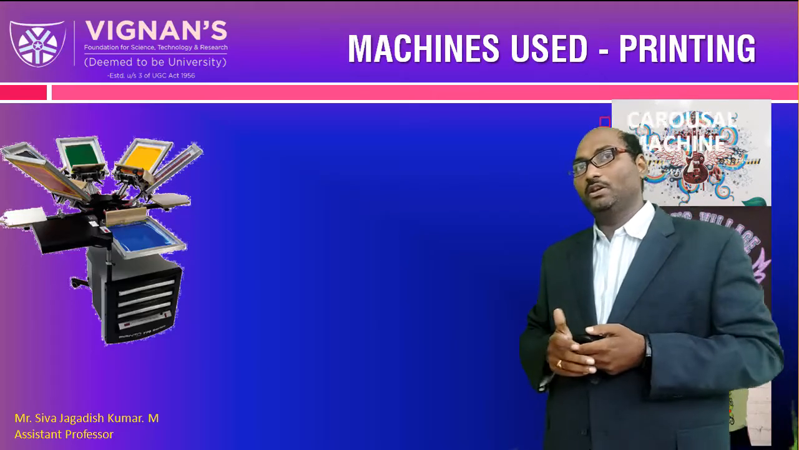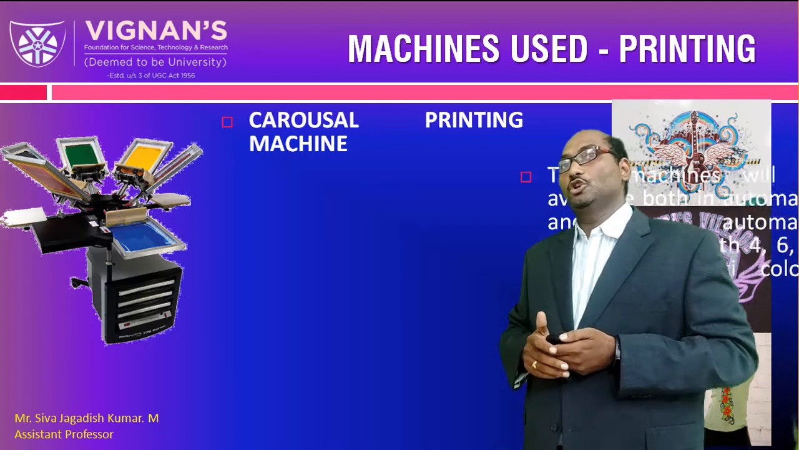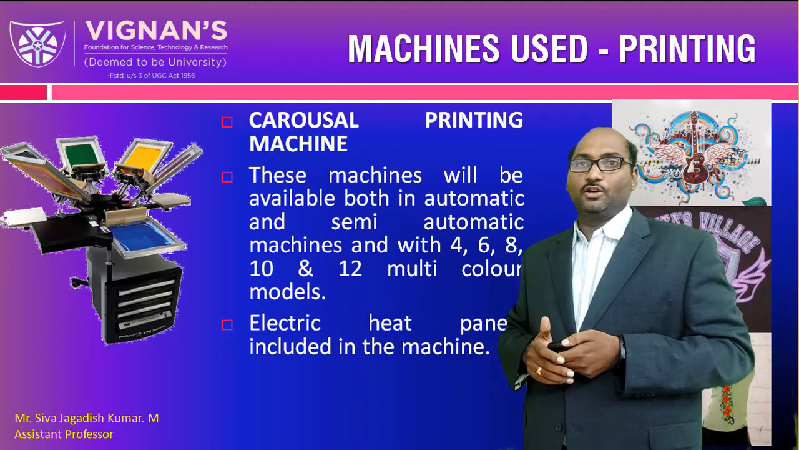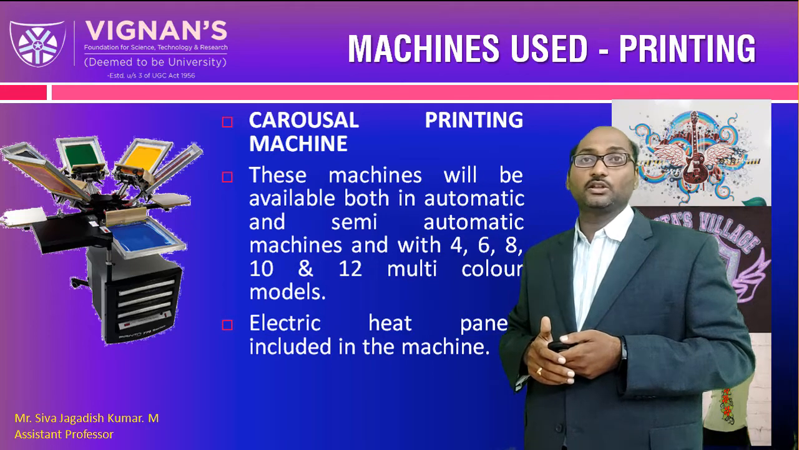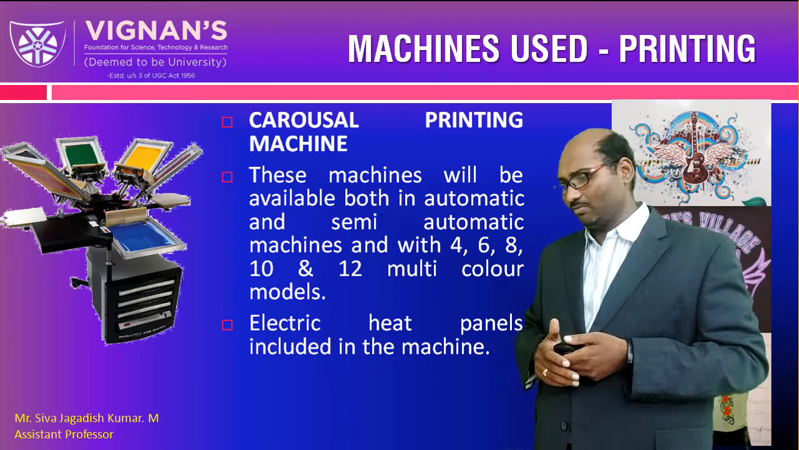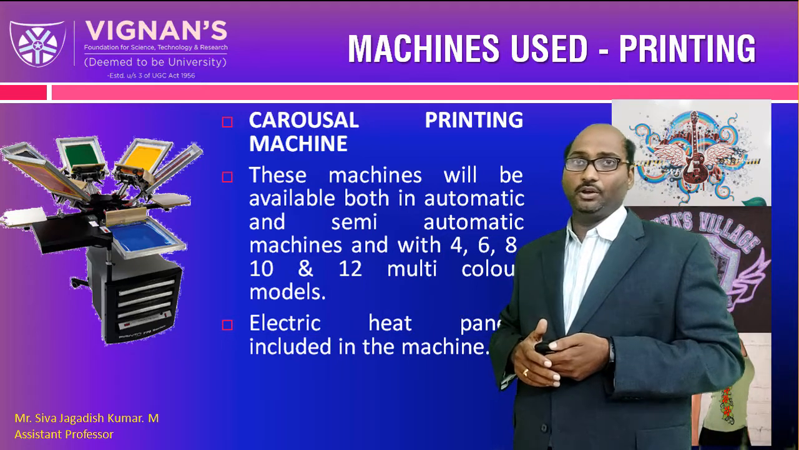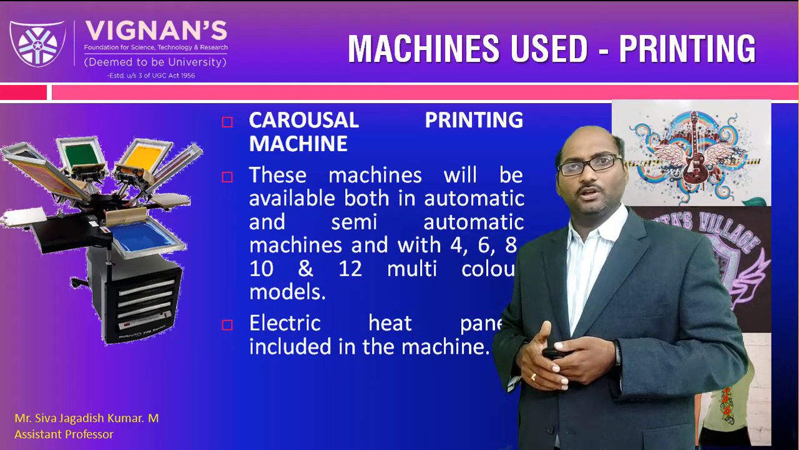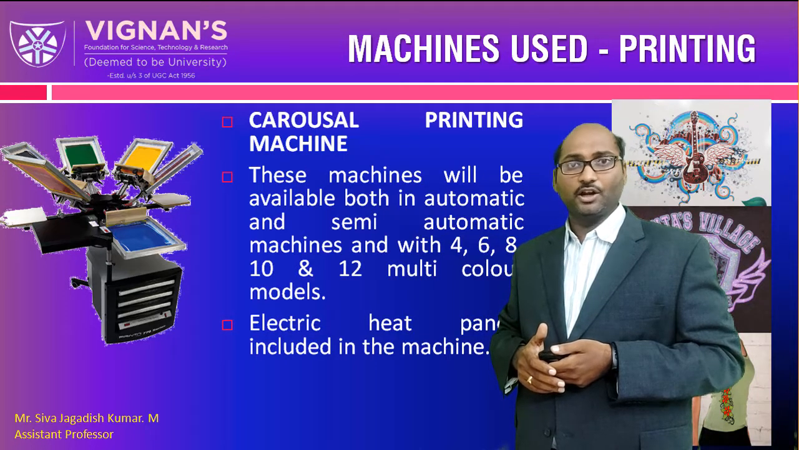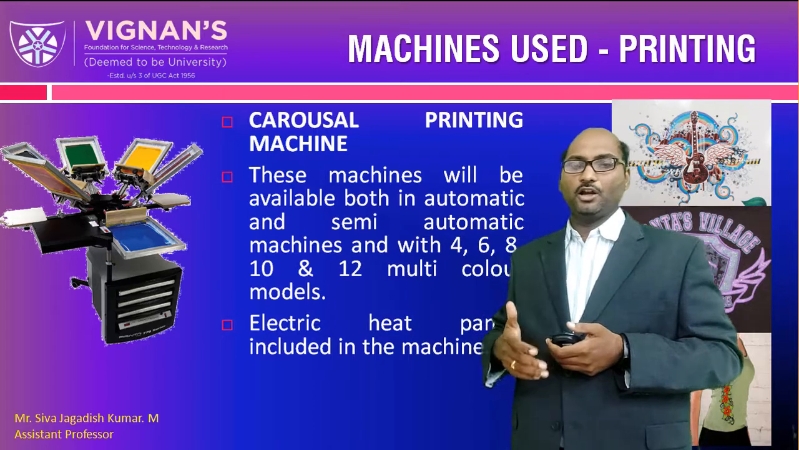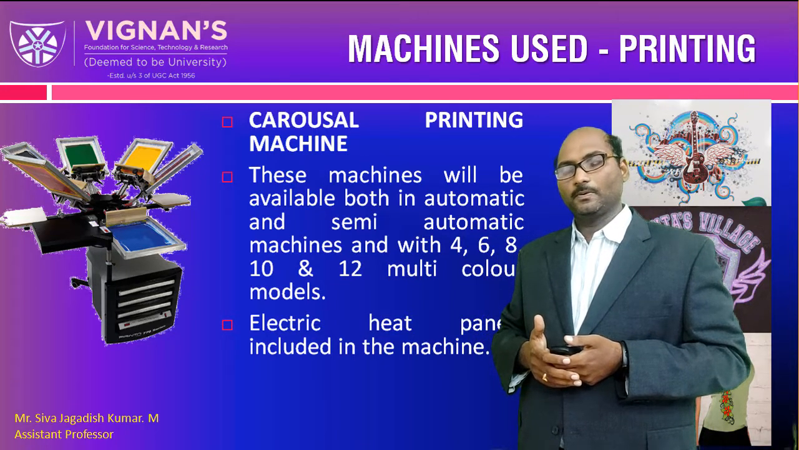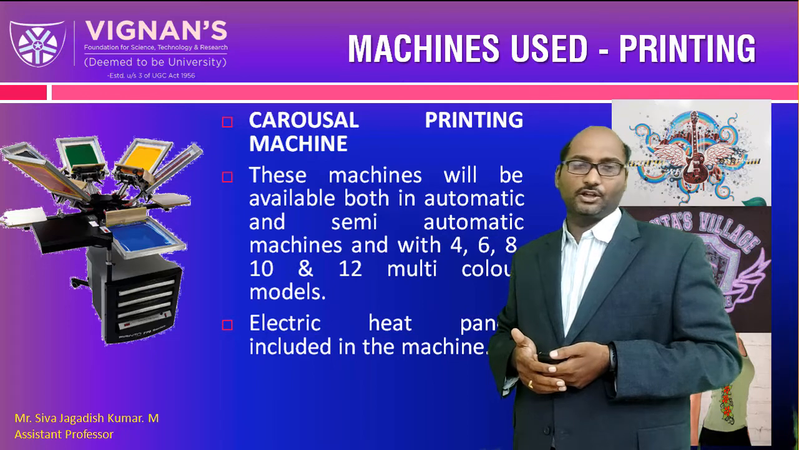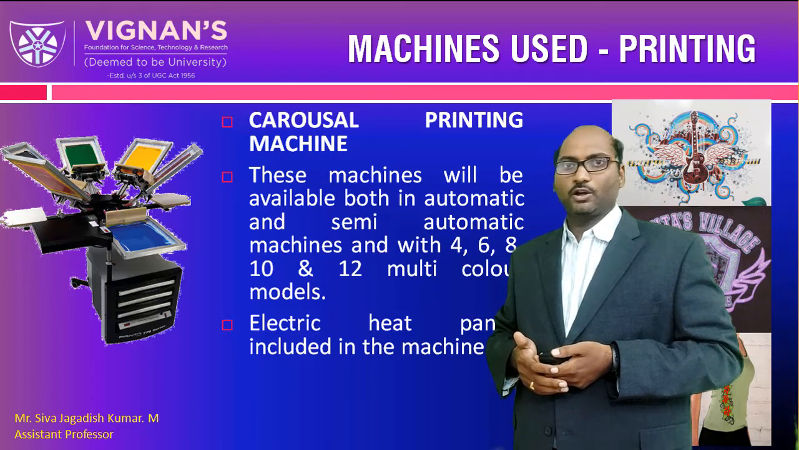The next, most commonly used, is the parasol printing machine. These machines are available in both automatic and semi-automatic types, with 4 colors, 6 colors, 8 colors, 10 colors, 12 colors, up to 30 colors also available, but most commonly used up to 16 colors. And along with this, electrical heat panels will also be included. Why? Because for plastisol, wet on wet printing is very difficult and not possible. So in order to print on top of it, curing needs to be done in between. That is the reason the electrical heat panels are included. So either this or the spot curers, both can be used.